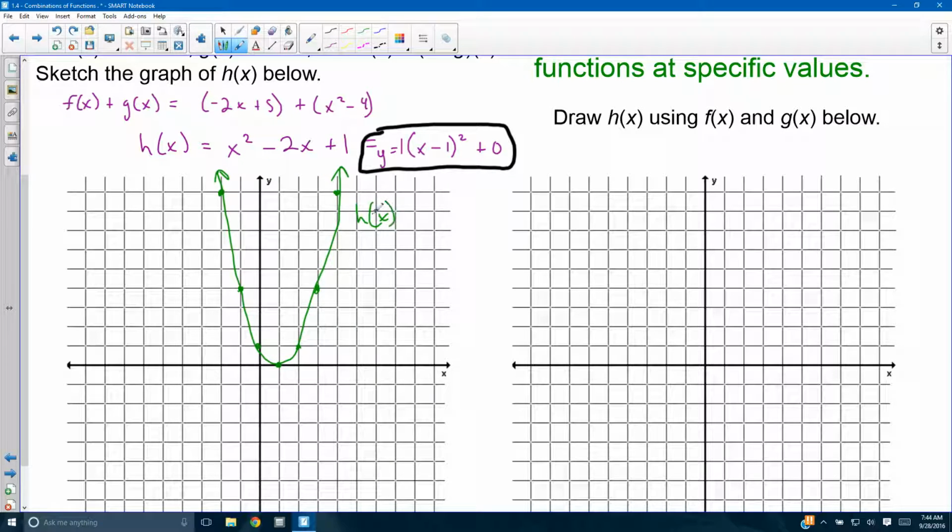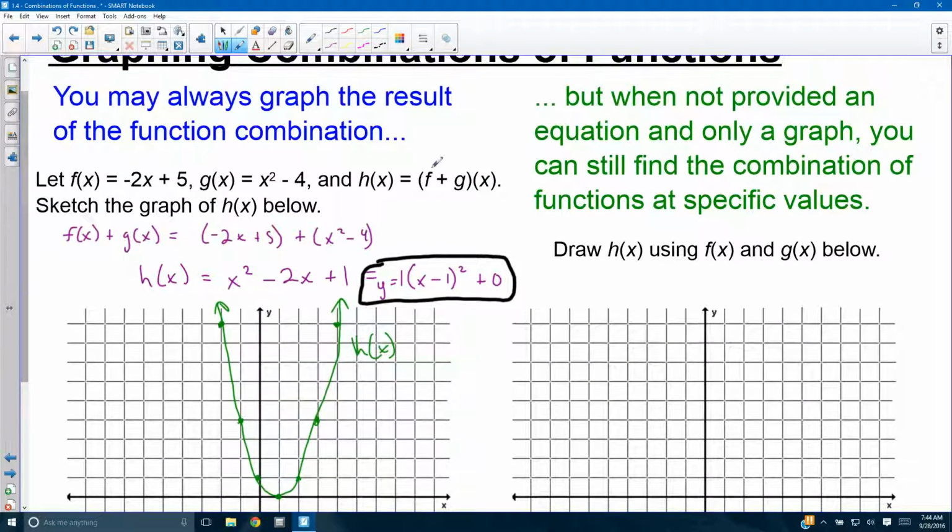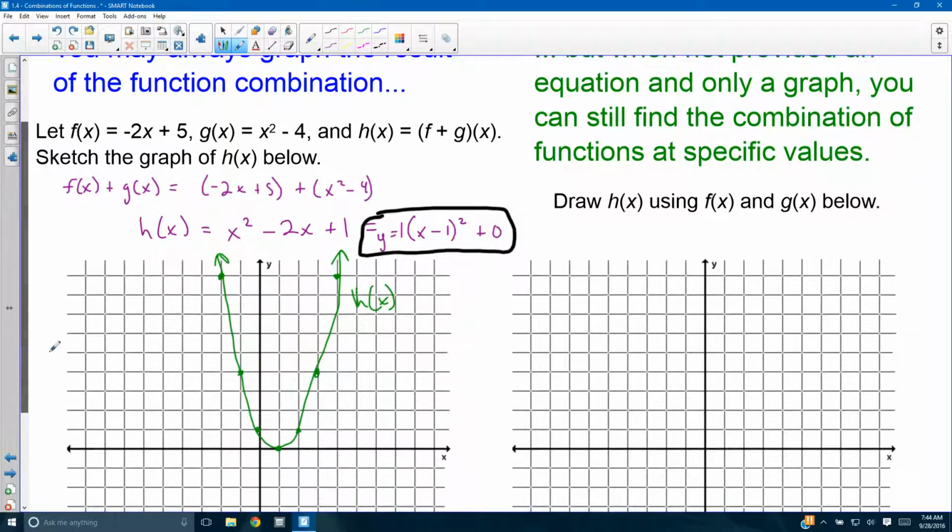Now, what does it mean to be a combination of your previous things? Well, first of all, it depends on what your combination is. In this case, it's addition. When you are adding, what you are doing is finding out what h of whatever value of x is at certain x values. h of 1 must be 1 squared minus 2 times 1 plus 1. It's 1 minus 2 plus 1, that's 0. h of 1 is 0 right there, 1, 0.